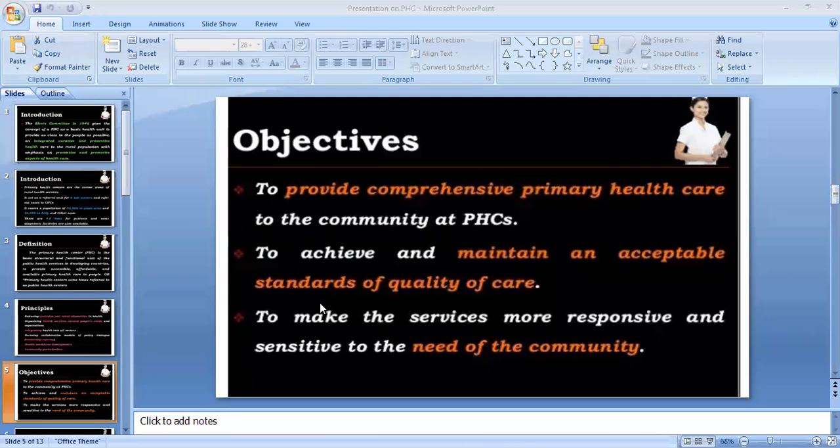So when there is a primary health center, everywhere you can observe there is one ASHA worker, one ANM worker, maybe there is a GNM worker or BSc. So at that time what happened?